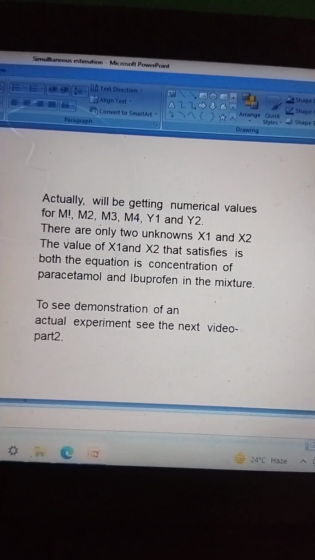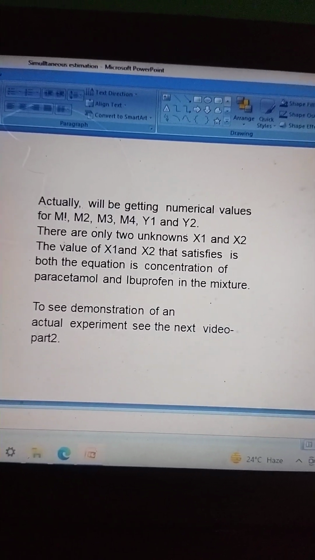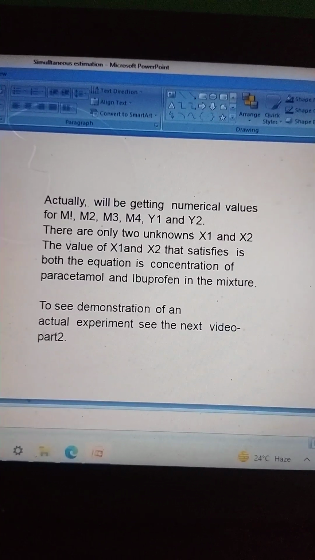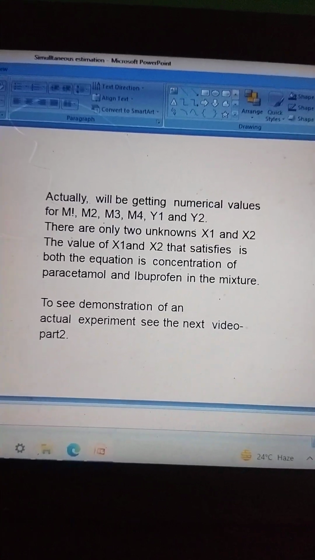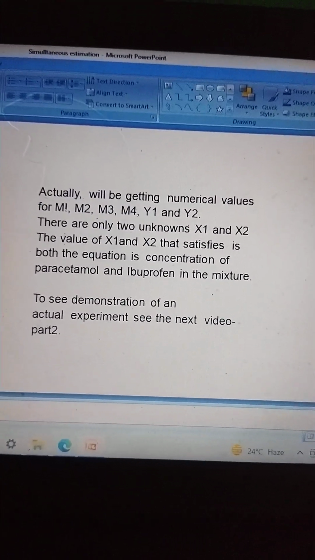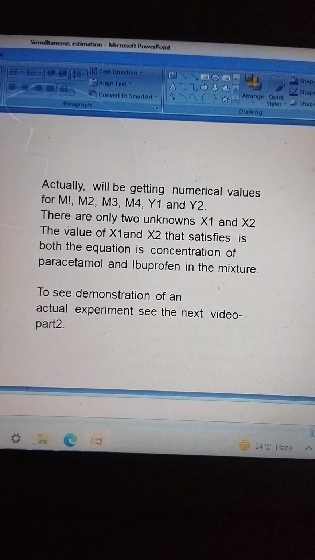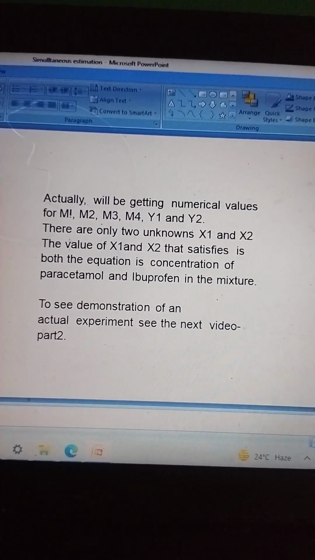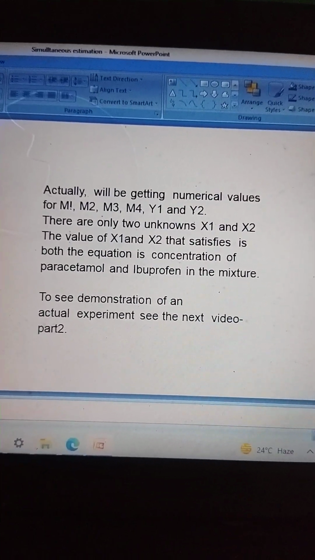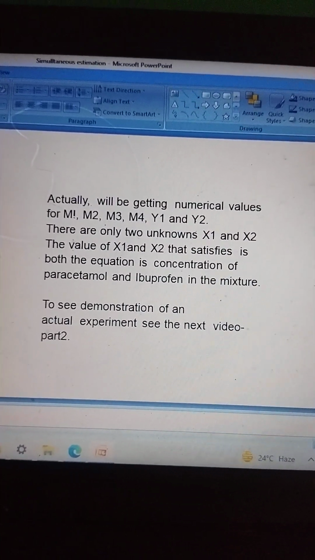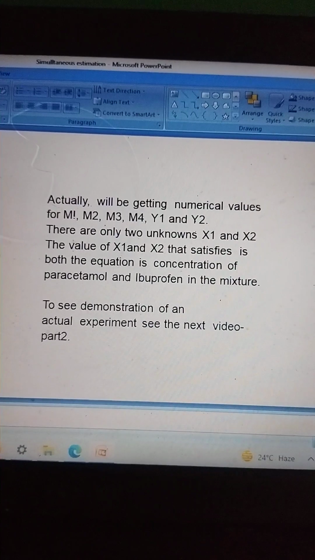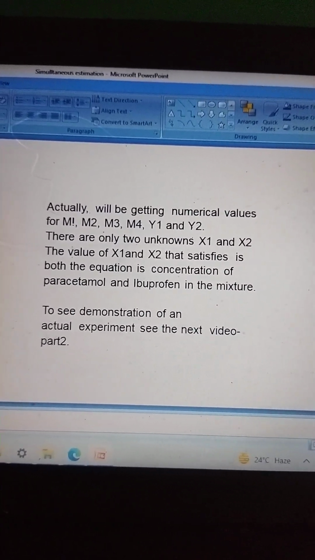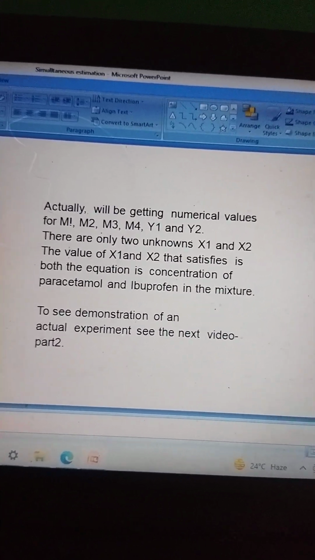The final thing is that X1 and X2 we have actually coded as the concentrations of paracetamol and ibuprofen. If you get X1 and X2, you have already got the concentration present in the mixture. And if there were dilution factors, that is, if you diluted before you took the readings, these values need to be multiplied with the dilution factor.